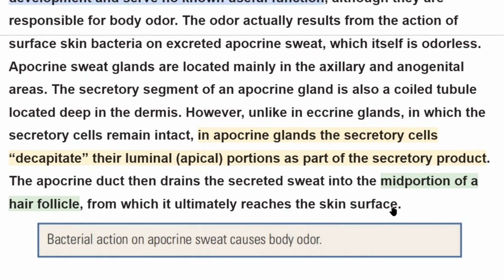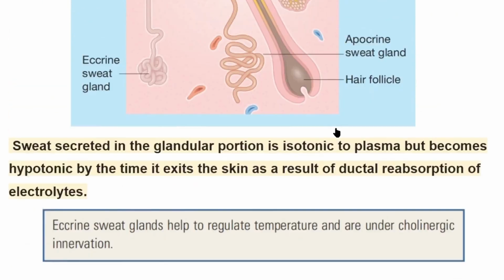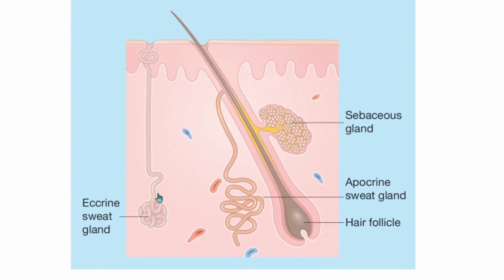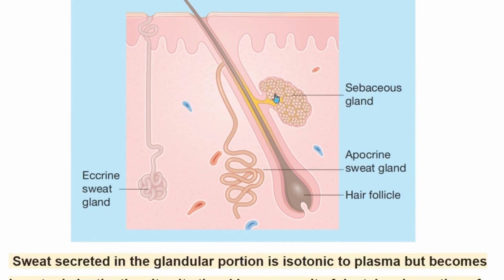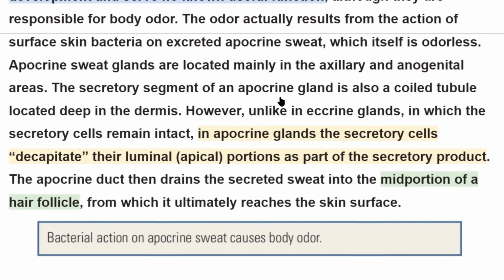As we said, the eccrine sweat glands directly excrete the sweat to the surface of the skin, but apocrine sweat glands are connected to the mid portion of the hair follicle, and they secrete the sweat into the hair follicle, and from the hair follicle the sweat reaches the surface of the skin.